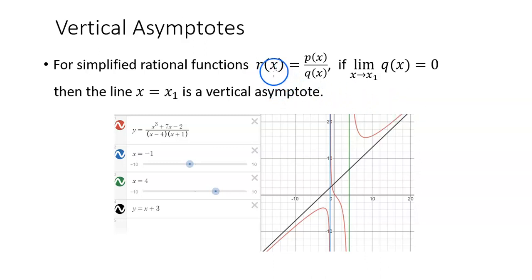Well, the answer is because r of x is a rational function, and so q of x is a polynomial. And since q of x is a polynomial, if the limit as x tends towards x1 of q of x equals 0, this is just equivalent to saying that q of x1 equals 0.